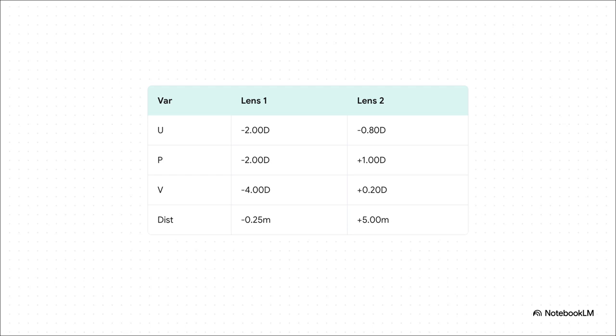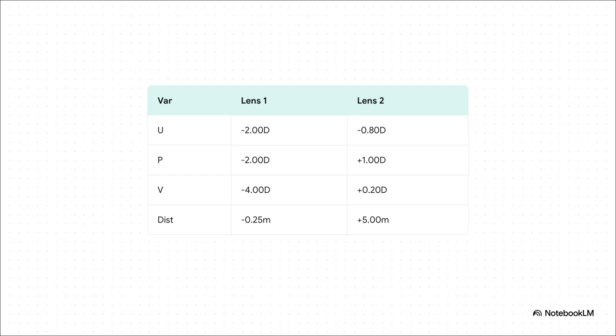Look at the column for lens 1. Our incoming Vergence, U, is -2. Remember, that's 1 divided by -0.5. Drop down a row, our P is -2. Now the next row, our V is -4. Look at the bottom row for lens 1. That places our first image 0.25 meters to the left of the first lens.